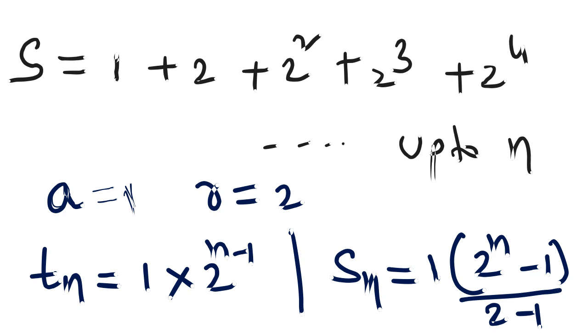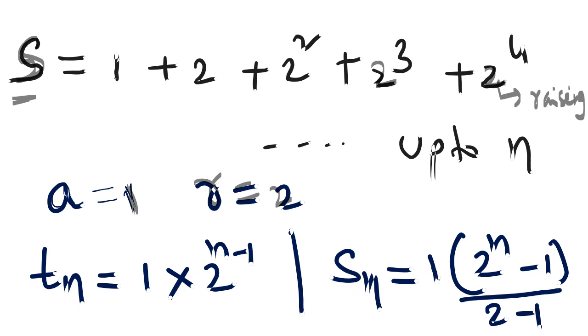Sorry, one more example based on the sum to n terms. The sum is given by s equal to 1 plus 2 squared plus 2 power 3 plus 2 power 4 and so on. By observation, we can see the terms are rising very fast, which means a growth model is given up to n terms. We can go with any number of terms here. By common sense, we can say a is equal to 1 and the common ratio is 2. A is the first term, r is 2.